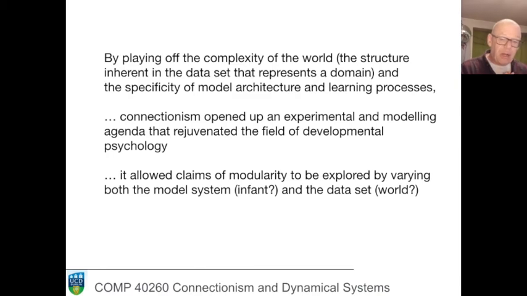And the claims by various people in the field of developmental psychology could be scrutinized newly, asking a set of very pointed questions that had been a bit vague, but became much more precise in the context of a connectionist modeling agenda. You know, what have you attributed to the infant? What have you attributed to the world? What learning algorithms, and how specific are those learning algorithms to one domain or another domain? So this sets up a ground for some very fruitful work in developmental psychology.